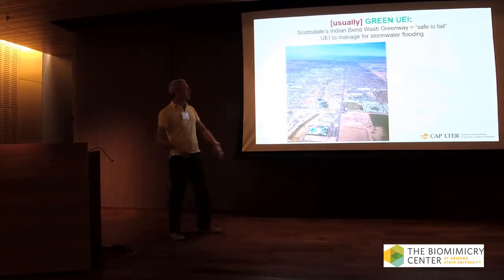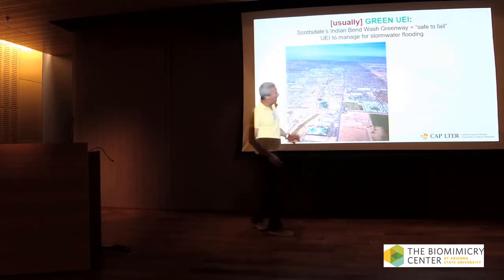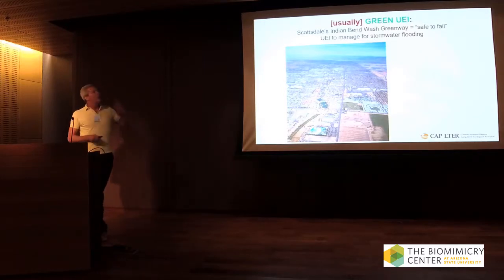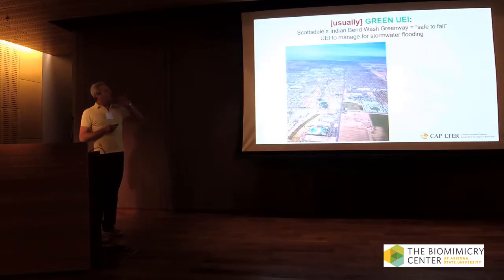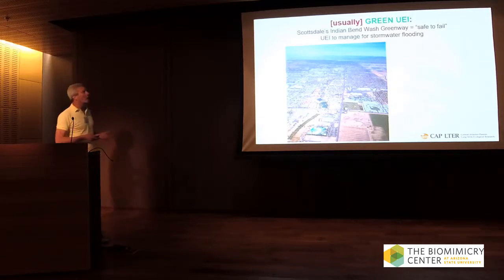in place of an ugly concrete ditch is this long, skinny urban park that you see right here. This is the Scottsdale Greenway, and this park is almost always green UEI, right? This is a terrestrial amenity by and large. It's an urban park. It provides huge numbers of ecosystem services to the people of the city of Scottsdale, and it's almost always green UEI, but every once in a while it rains in Phoenix.